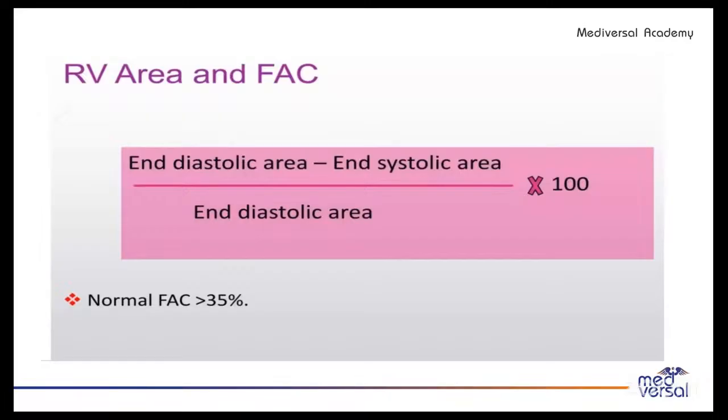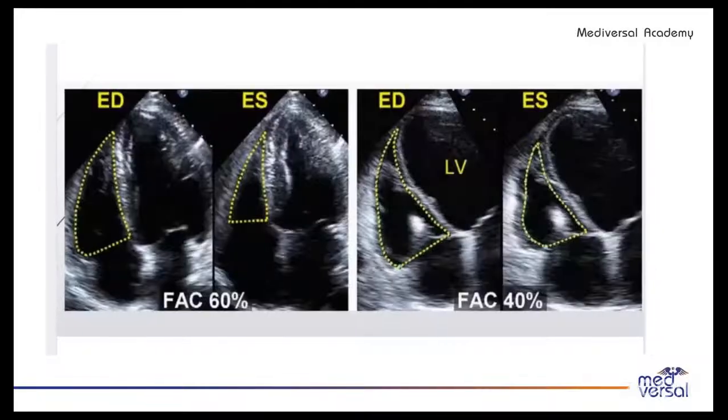Sometimes the advanced, AI enabled echo machines will give FAC, fractional area change, directly. Even previous old echo machines will also give fractional area change. Generally, normal fractional area change will be more than 35%.